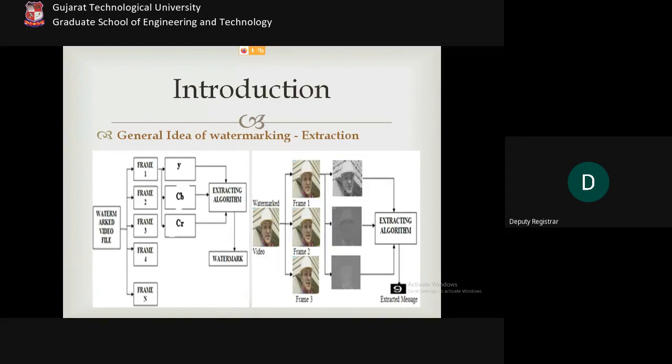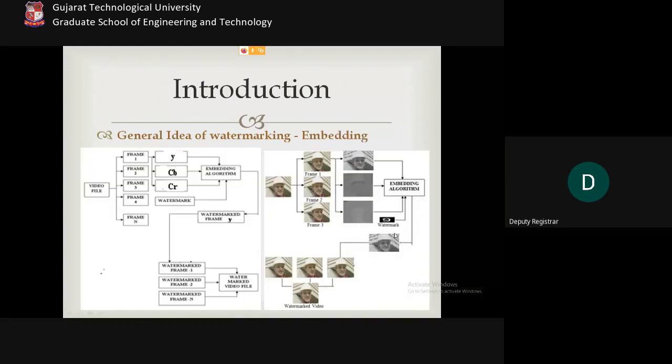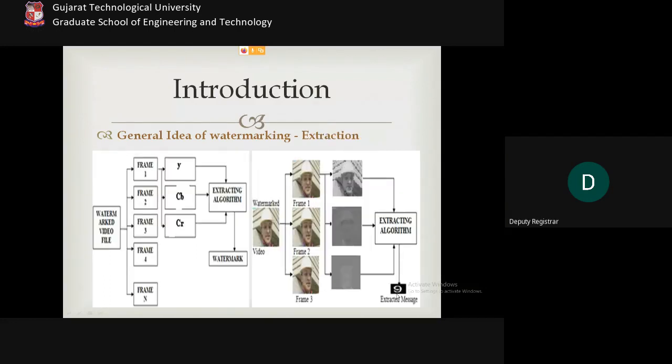This is the general idea of the extraction algorithm, exactly the reverse of what we have done in the embedding algorithm. We have the watermarked video with us. It is converted into frames. We take the frames, convert them into YCbCr, apply the extraction algorithm, and we get back the extracted message at the output of this algorithm. Here we'll apply a correlation algorithm between the extracted message and the message that we embedded at the transmitter end. When the correlation between these two messages is higher, we can say that the robustness of our algorithm is better. So this is the extraction algorithm.